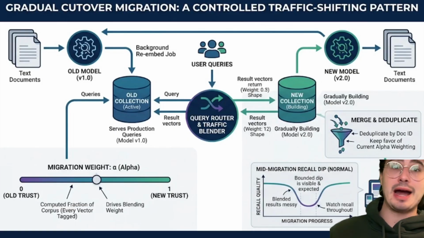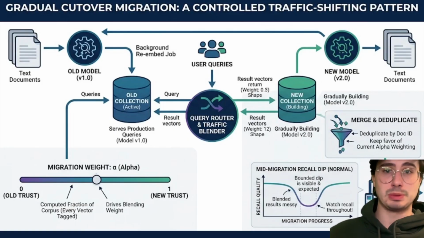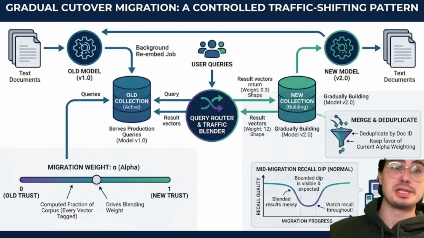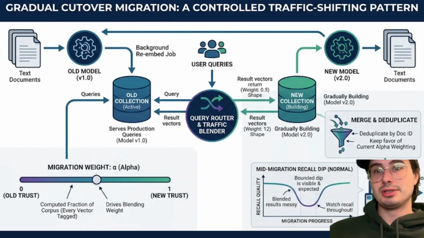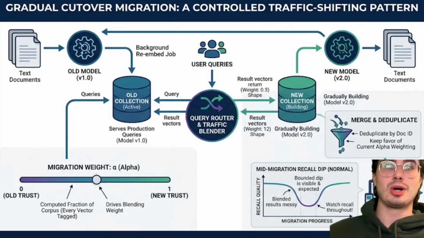And the dip is going to be bounded and visible, which is the whole value of this approach, as opposed to running a mixed index and grading blindly with no instrumentation at all. So this is the right strategy when your corpus is too large to re-embed all at once economically, but you still want a controlled, watchable migration timeline that you can set and tune.